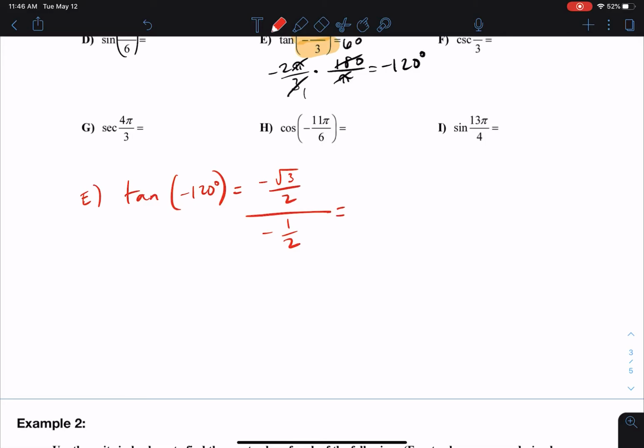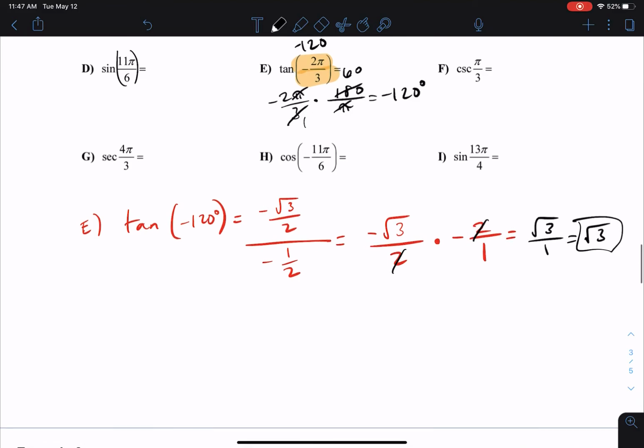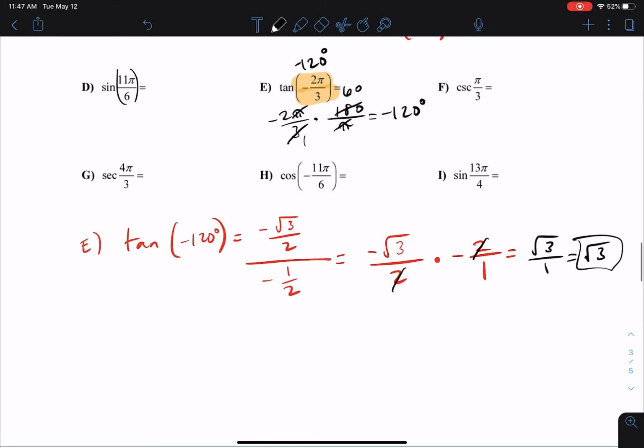Okay, so what is that going to look like? It's going to look like negative square root of 3 divided by 2. Change division to multiplication, and multiply by the reciprocal. Okay, so these guys cancel out. Negative divided by negative makes a positive. Square root of 3 over 1, which is the same thing as the square root of 3. Okay, so the tangent at negative 2 pi over 3 is square root of 3.